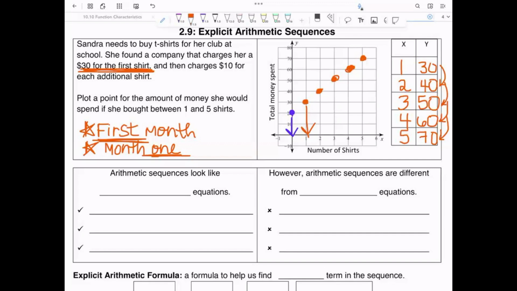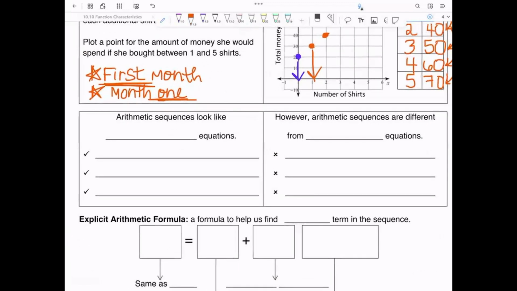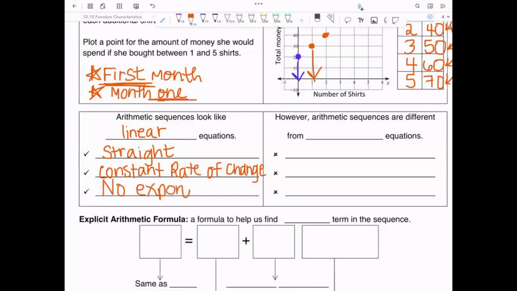So we're going to look at some of the similarities and the differences. Arithmetic sequences look like linear equations. When we graphed it, it was in a straight line. We saw that there was a constant rate of change, just like with linear equations. And in a minute, we're going to write the formula. Our formula has no exponents, just like with linear equations.